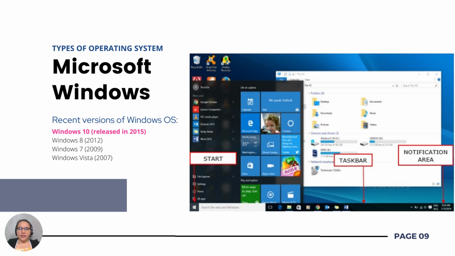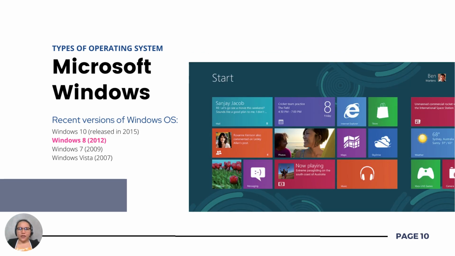Okay, the second is Windows 8. Windows 8 was released in 2012. So this is the GUI of Windows 8. Pag click mo ang start button, ganyan yung lalabas. Walang magpa-pop up na ganun. Mag-i-slide siya actually, tapos lalabas yung mga yan. So, naka-box using different colors yung mga programs na installed.